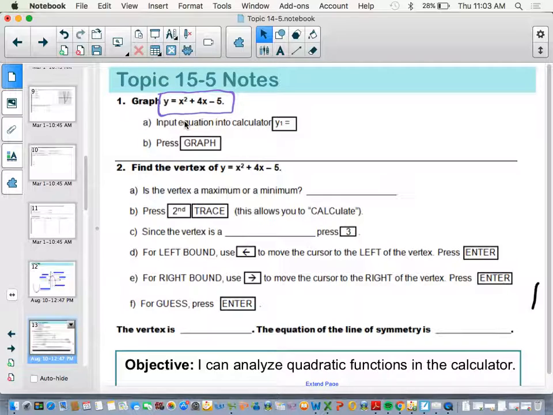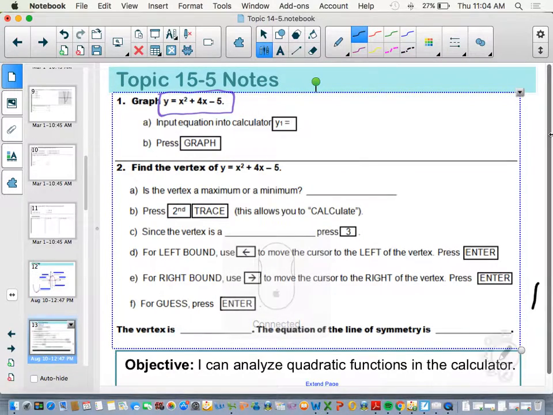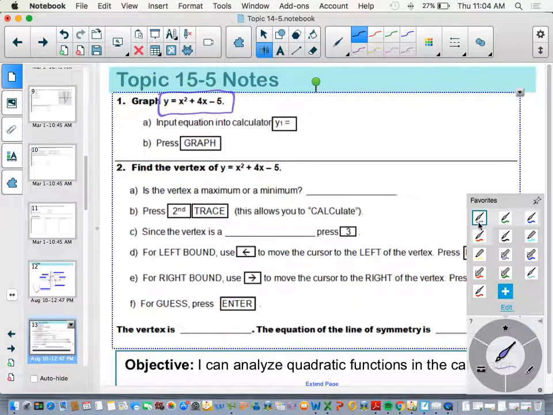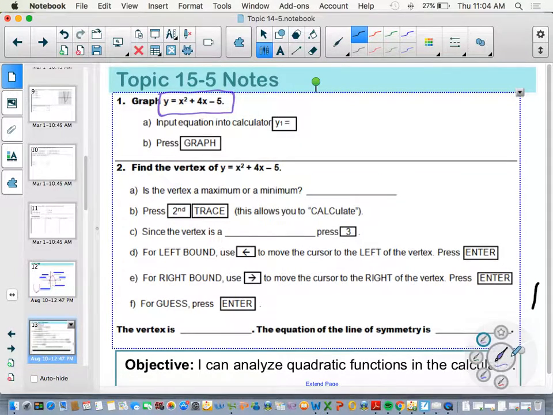Make sure your graph looks like your neighbor's graph. Check your equation. Did yours work? You press X2 first. Look at your graph, is it a maximum or a minimum? It's a minimum. Everyone get it to work. Did you check your neighbors? Yes.